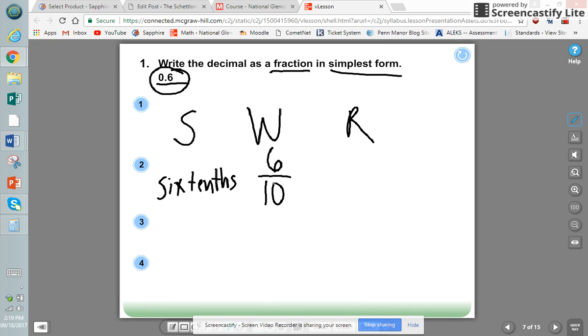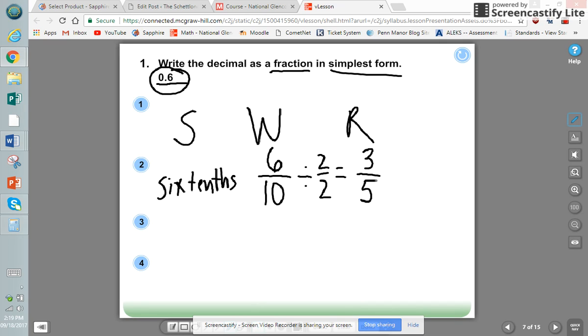Let's reduce that. I need to find common factors. I'm going to say 2 in this case. 6 divided by 2 is 3, of course. And 10 divided by 2 is 5. So we could say that 6/10 written in fraction form, in simplest form, is 3/5.